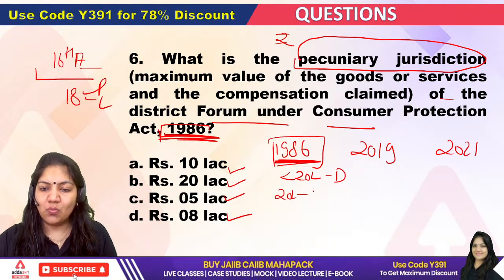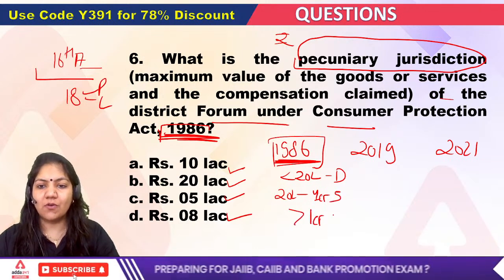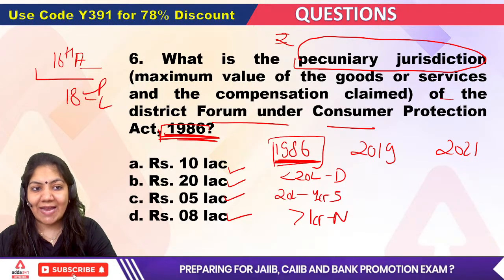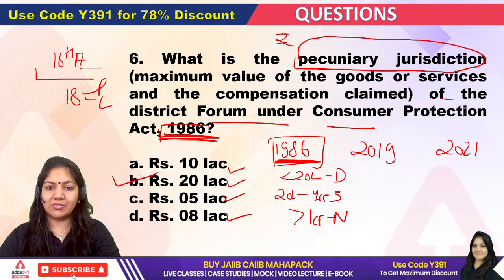Up to 20 lakh for the district, 20 lakh to 1 crore for the state, and above 1 crore is for the national. So what is the exact answer of the 6th one? D is the excellent. Sabash.